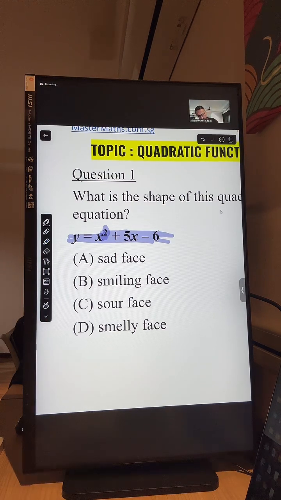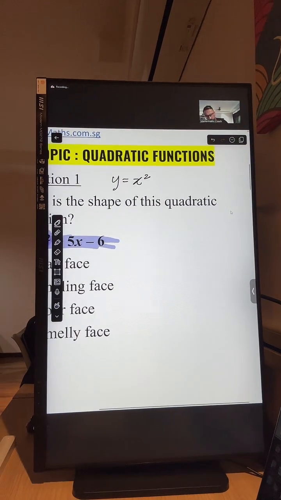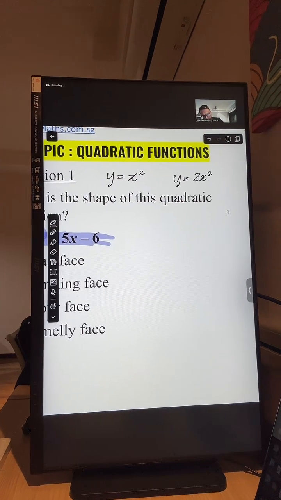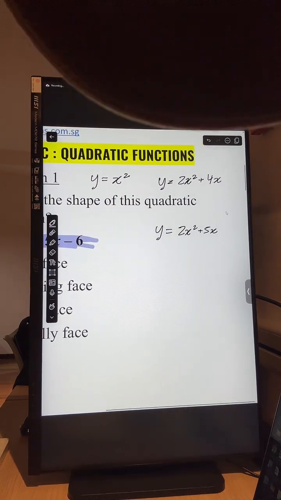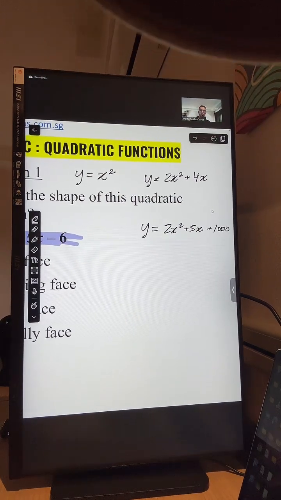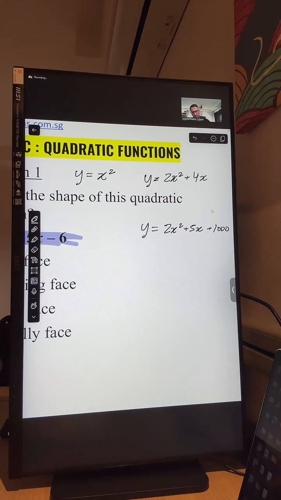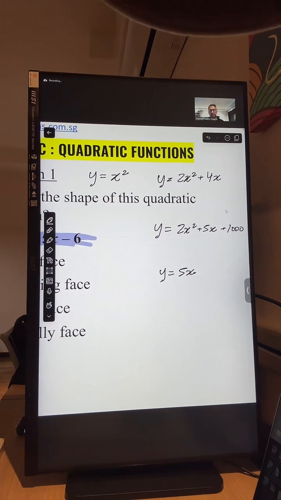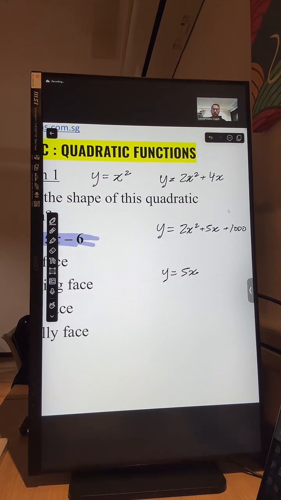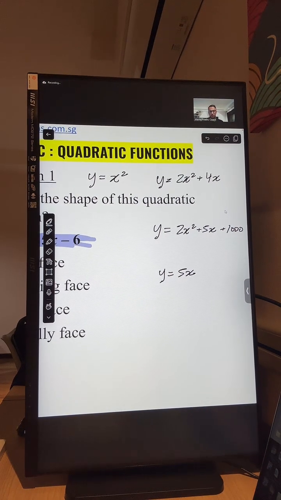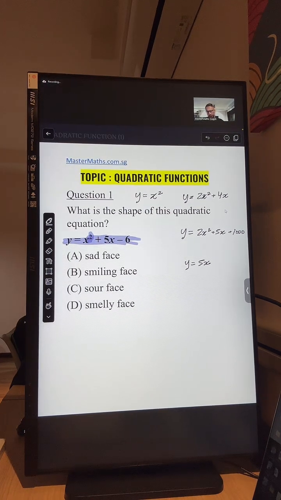For example, if I give you y equals x squared, this is a quadratic function. If I give you y equals 2x squared plus 4x, this is also a quadratic function. If I give you y equals 2x squared plus 5x plus 1000, this is also a quadratic function. So what is not a quadratic function? Something like y equals 5x. This is not a quadratic function. This is a linear function. So before we actually get into solving quadratic functions, you have to know what a quadratic function is.